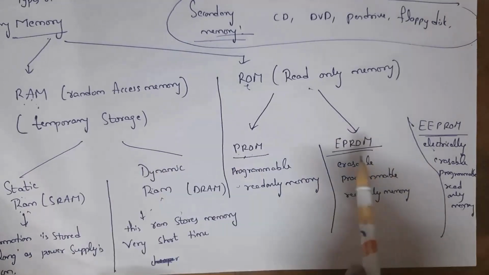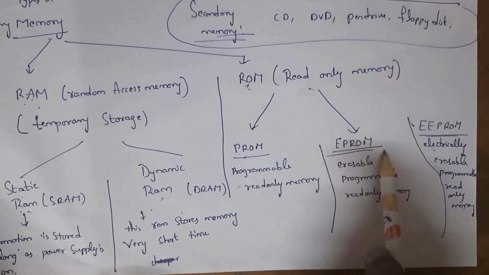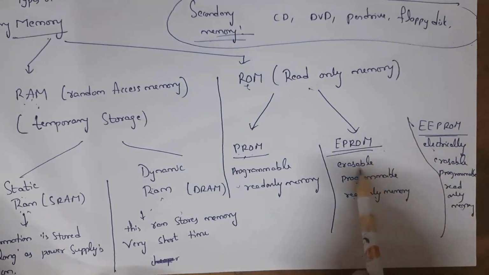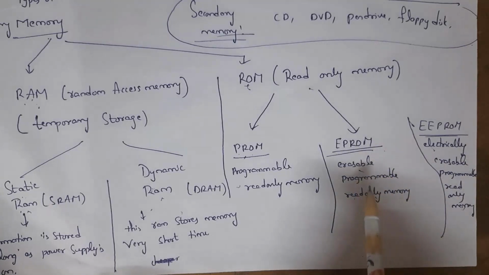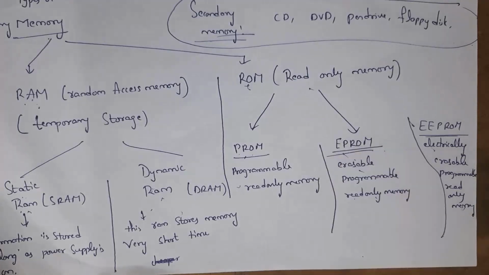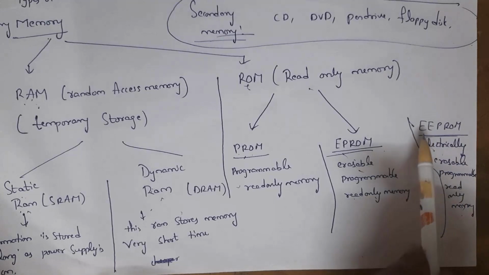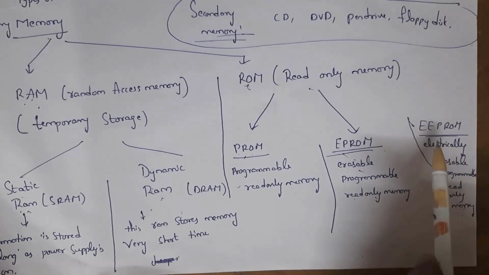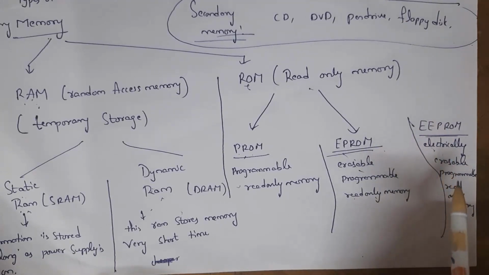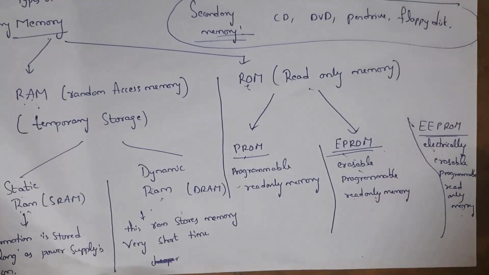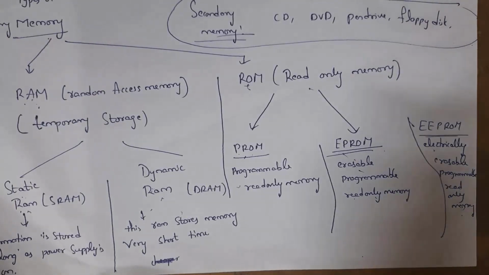And the next one is EPROM, where EPROM stands for erasable programmable read-only memory. The name itself says erasable, which means once we insert any data in EPROM, we can delete that data and then insert new data. And the next one is electrically erasable programmable read-only memory, shortly called EEPROM. In EEPROM, we can delete data by using electric waves. By using special electrical waves, we can delete data within milliseconds.